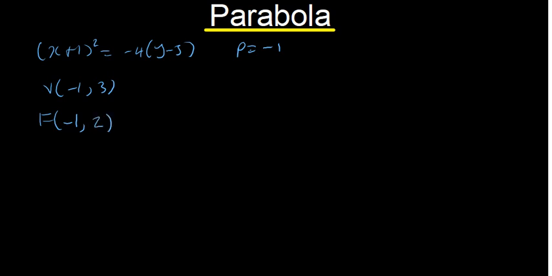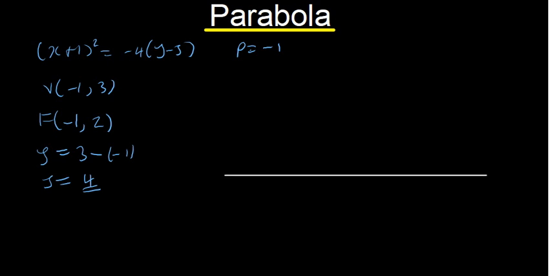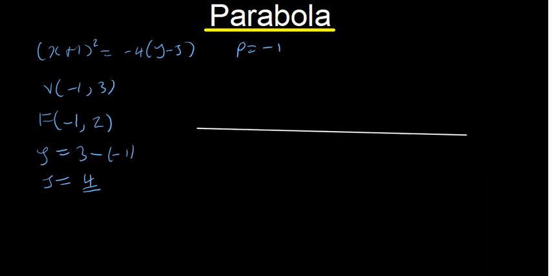Then for the directrix, you're supposed to say y is equal to k minus p. And we know our k is 3 minus our p, which is negative 1. So meaning our y is going to be equal to positive 4. Okay, so now let's graph this. You can see it's very quick and very easy to answer such questions.